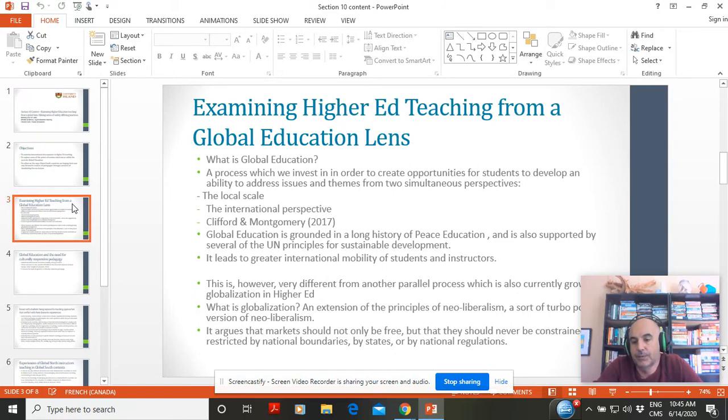Because we've had a very powerful push in education for what is called global education. So what is global education? I've written on the slide, it's a process which we invest in order to create opportunities for students, and maybe I should have said students and instructors, to develop an ability to address issues and themes from two simultaneous perspectives, the local scale and the international perspective. That's really, in a nutshell, the aim of global education: to enable you to look at your very regional scale and dimension, and then to examine the same problems on a much different scale. And this is all built on this notion of creating global citizens.